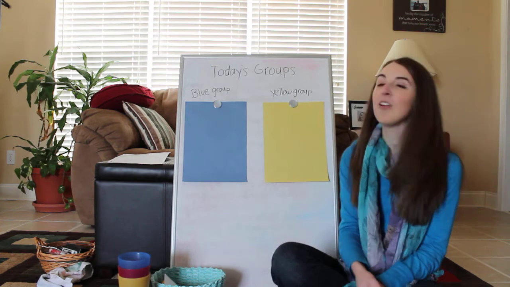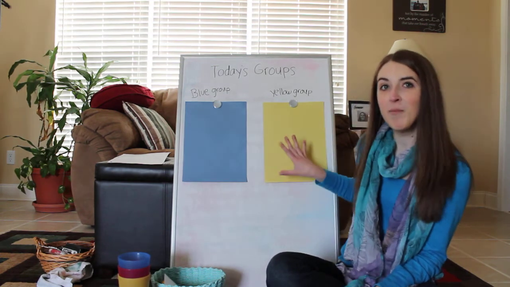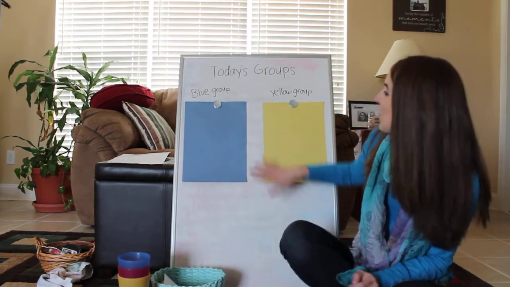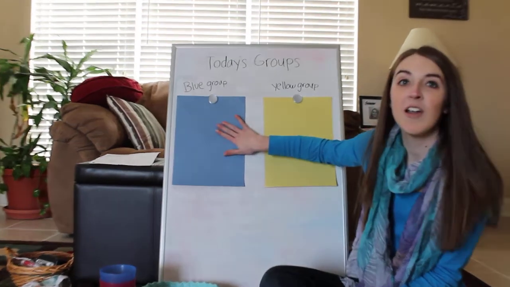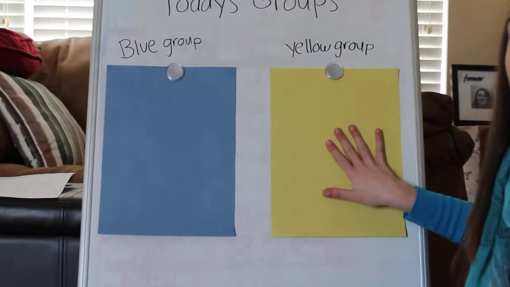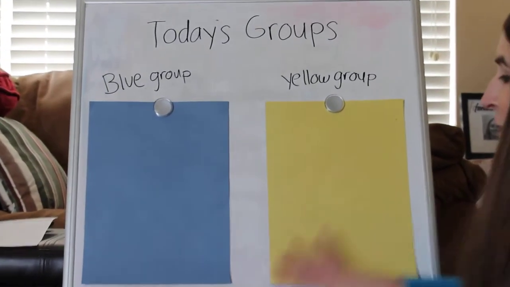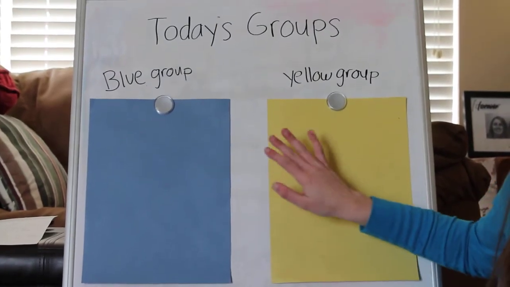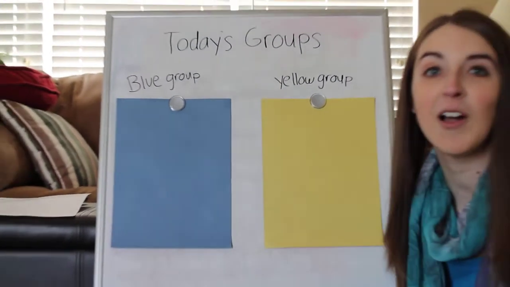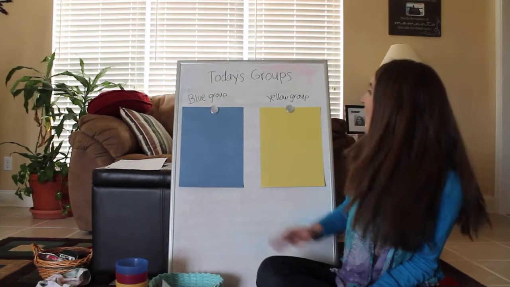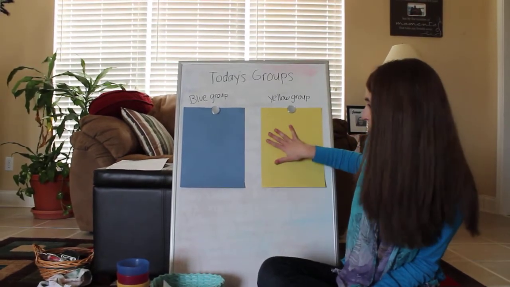And then for the students in the class, I would have different colors on my board. The blue paper is for the blue group, the yellow paper is for the yellow group, and I would have other colors. But for right now, I'm just showing you an example of what I would do in my class. So I have today's groups on my board.